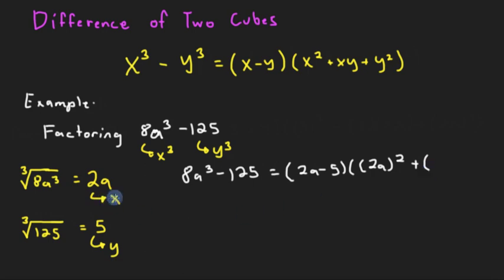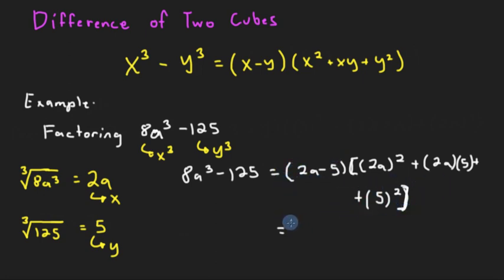Plus x, 2a takes the place of x, so this becomes 2a times 5, since 5 takes the place of y. Plus 5 takes the place of y squared, so this becomes 5 squared, right? So maybe we can just use brackets here. So that means 8a cubed minus 125 can be factored this way, right?